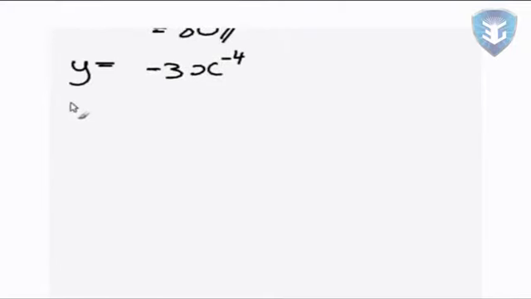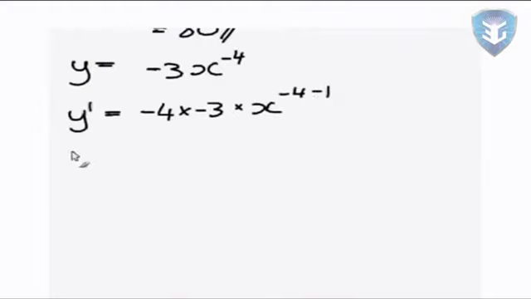So here's another function, y equals negative 3 x to the power negative 4. Now, to find the derivative of this, we take the negative 4 and put it out the front, multiply it by the negative 3, multiply that by the x, and we reduce our power of x by 1. So negative 4 minus 1 will be the new power. So y dash equals negative 4 times negative 3, which is 12, x, and negative 4 minus 1 is negative 5, so that's our answer for the derivative, 12x to the power negative 5.